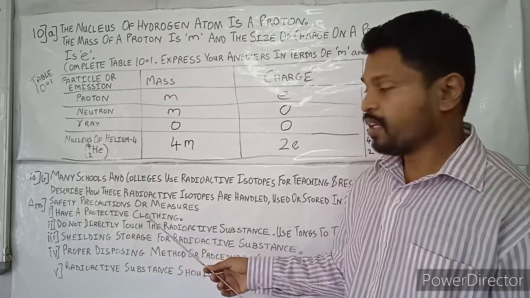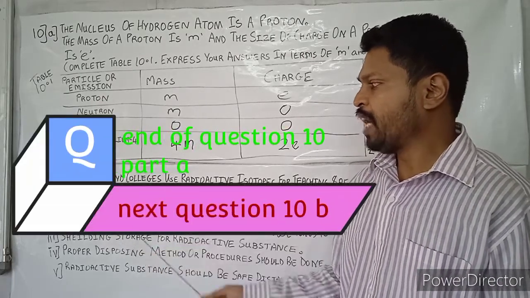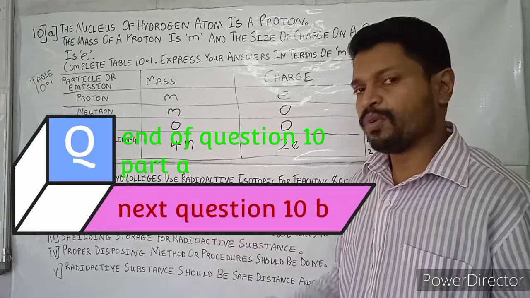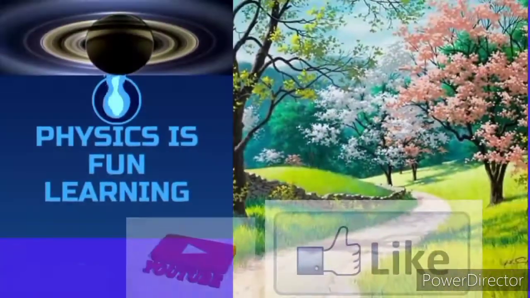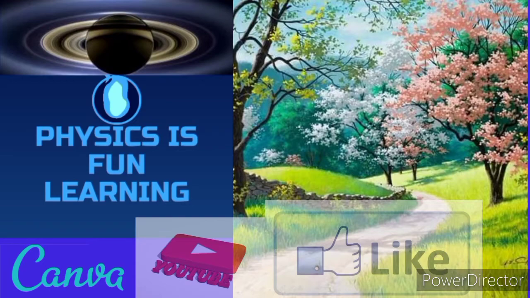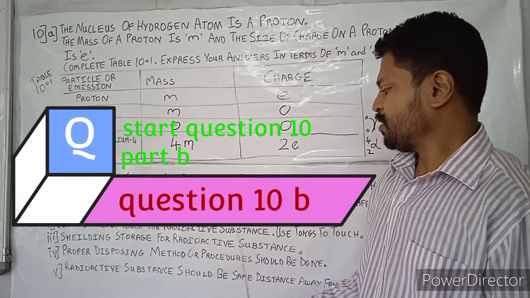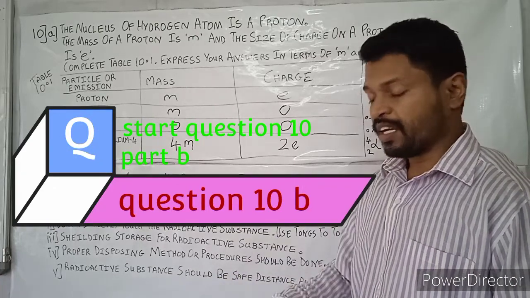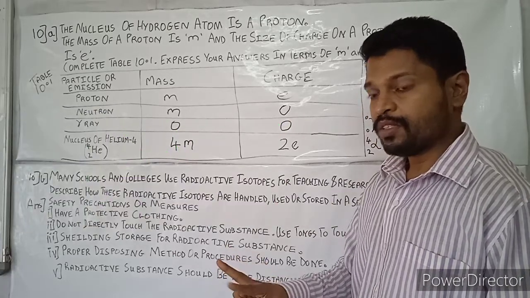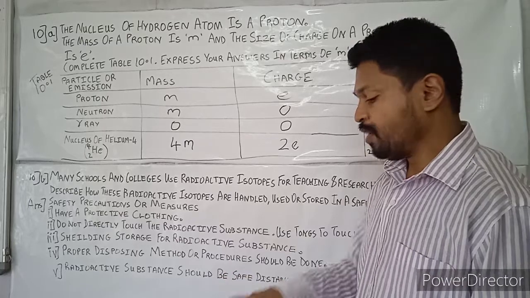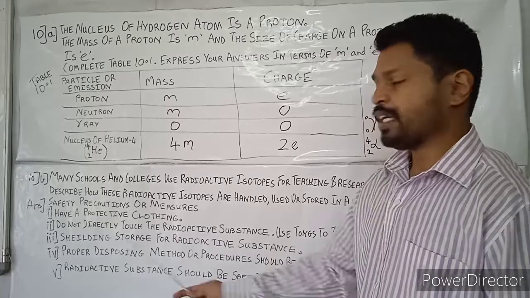The answer is safety precautions or measures. First, we have to wear protective clothing. Second point, do not directly touch the radioactive substance. We have to touch it using tongs. Tongs are certain clips, and we use this clip to handle the radioactive substance. That is the second point.